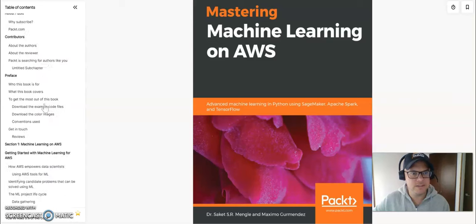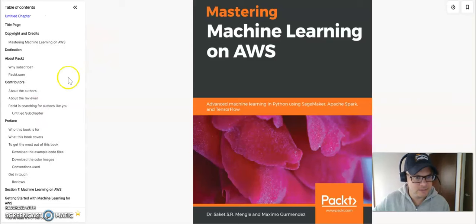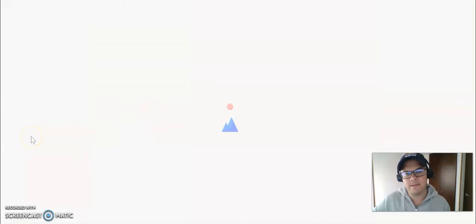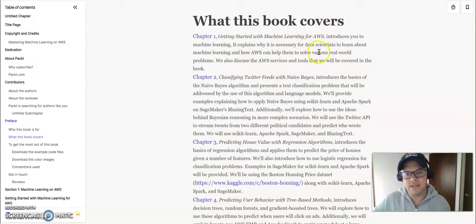The book has 18 chapters, 16 chapters, I think. What this book covers, basically, is a very detailed account of everything that you need to understand about machine learning.